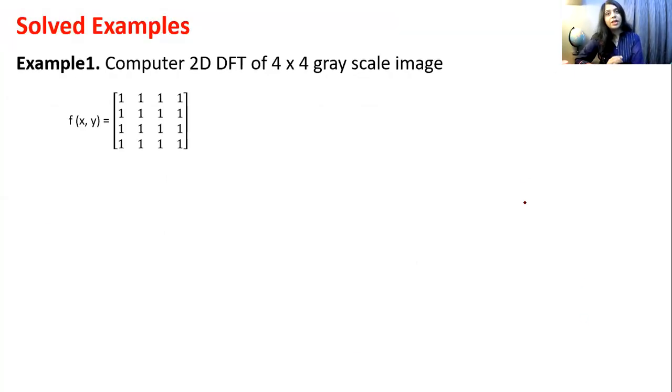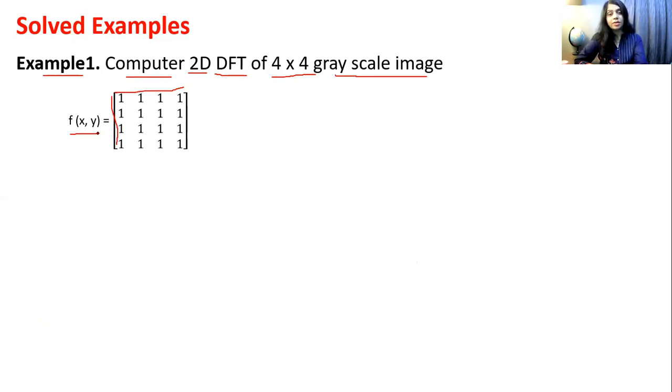Now let's solve one example. What is the example? Calculate the two-dimensional discrete Fourier transform of a 4x4 grayscale image. So it is mentioned it is a grayscale image, a 4x4 image, that means there are 4 columns and 4 rows. It is represented by f of x comma y.